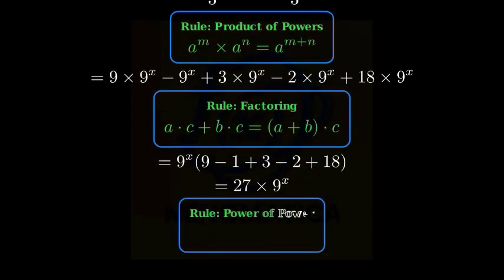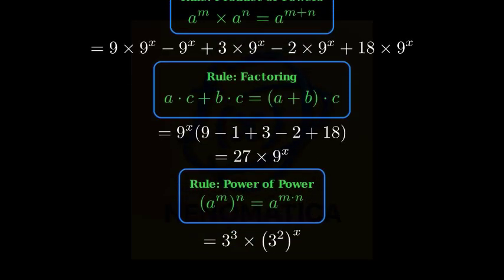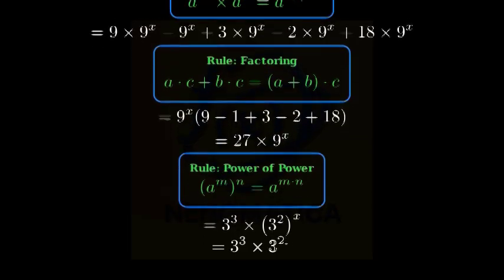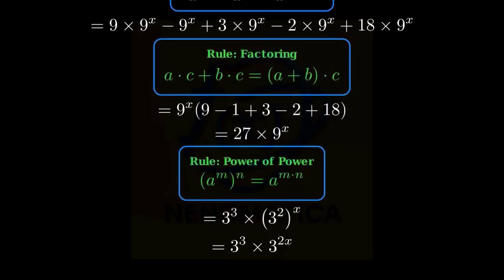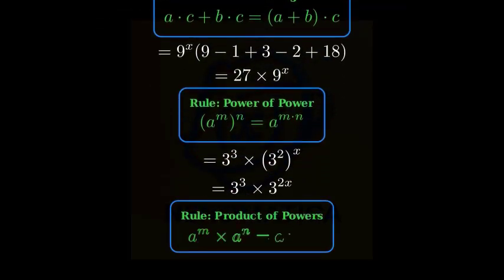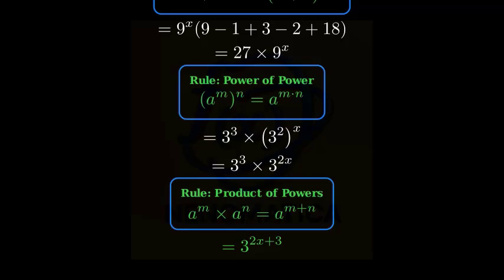We can express this result in terms of base 3. 27 is 3 cubed, and 9 to the power of x can be written as 3 squared to the power of x, which is 3 to the power of 2x. Using the power of a power property, we can simplify 3 squared to the power of x as 3 to the power of 2x. Finally, we combine the exponents since we're multiplying the same base.